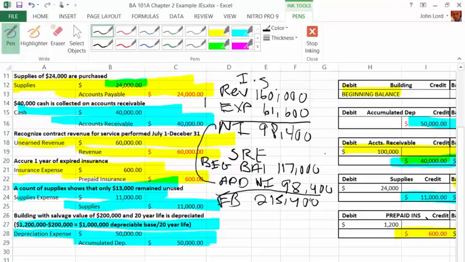Okay, good. But what happens? Accountants do it with journal entries, don't we? We can't just sit there and throw some numbers down and say that's the balance of retained earnings.